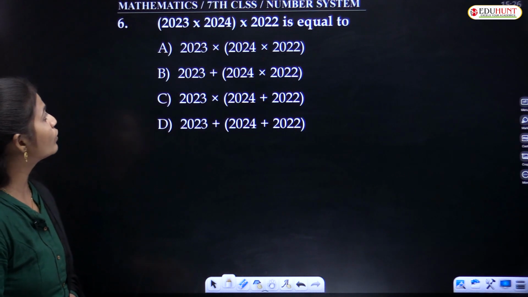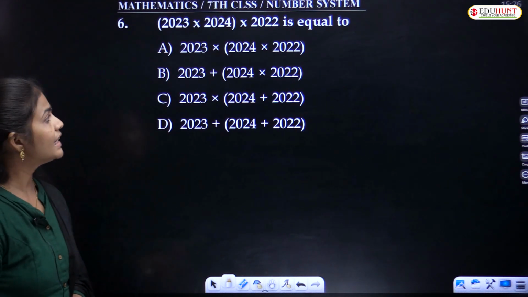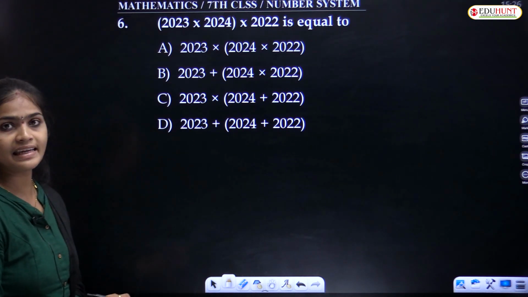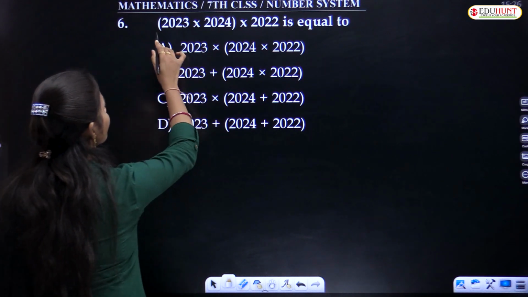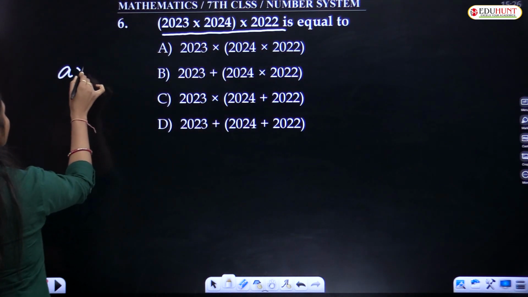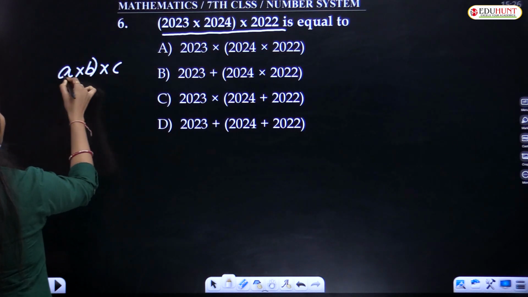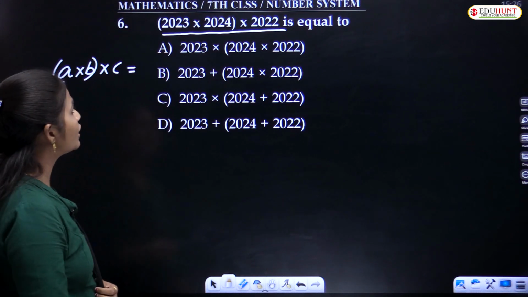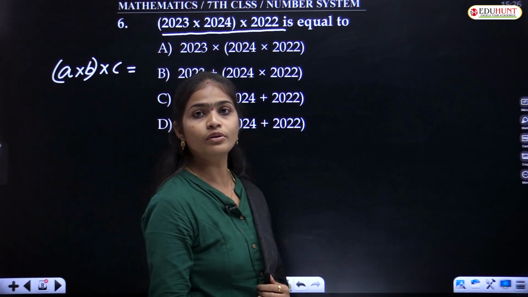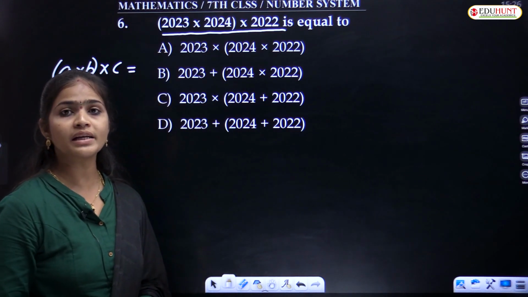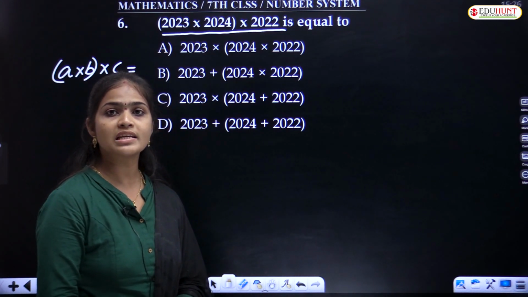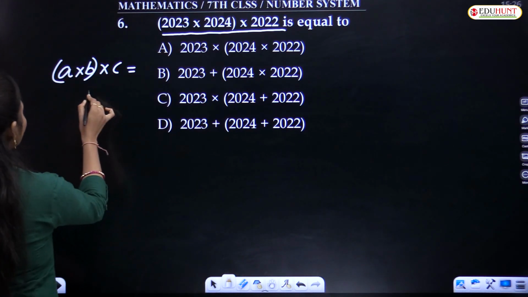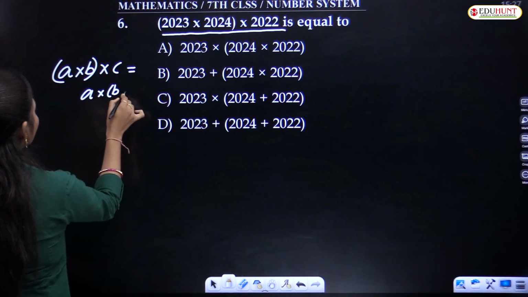2023 into 2024 into 2022 is equal to 2023 into 24 into 22. So this is equal to which property? Here this is in the form of A into B into C. So this is related to which property? That is related to the associative property. Associative property under multiplication: A into B into C is equal to A into brackets of B into C. Just we have to change the brackets.